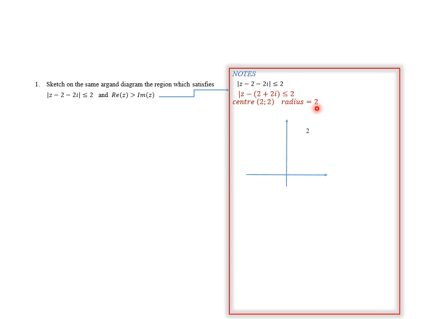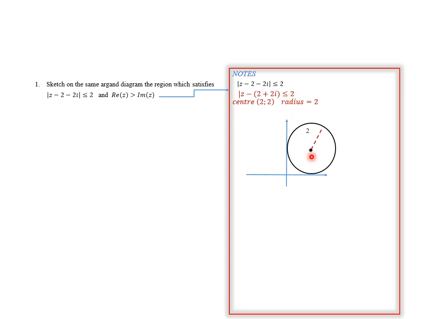So we sketch the imaginary axis and real axis here. The center is at (2, 2). Then we have a radius of 2 units. Then we sketch our circle, which is a continuous circle because the points on the circle are included, as per the equal sign here. It's less than or equals to 2.